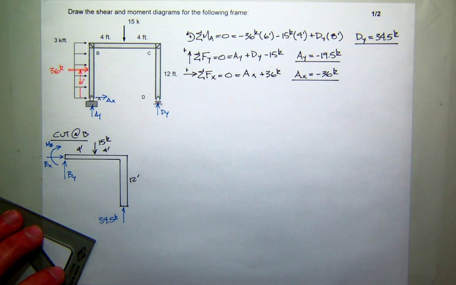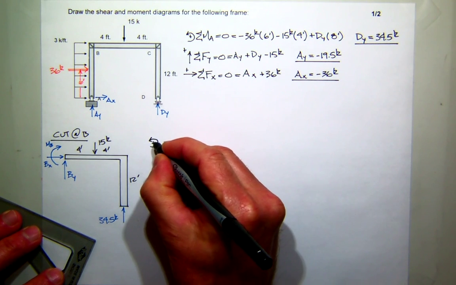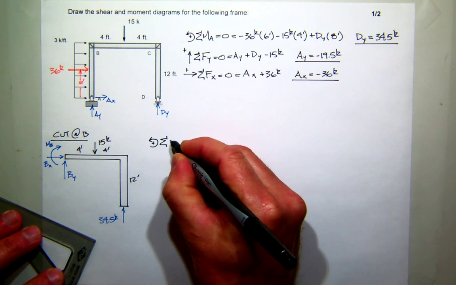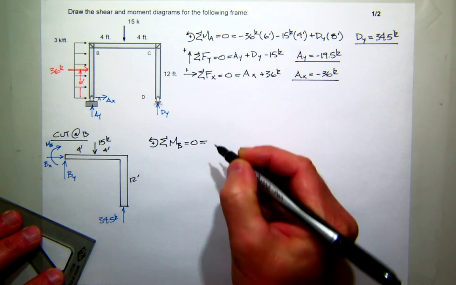Right? 3 things I know, I can write 3 equations. So what equation should I write first? You want to sum moments? What do you want to sum moments about? That is a good choice. So we'll sum moments about B. Why is that a good choice? Because it knocks out all of it.